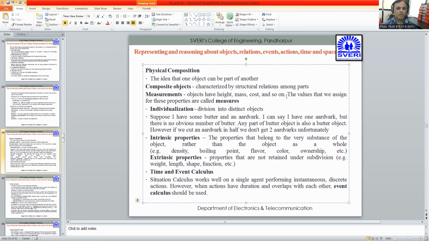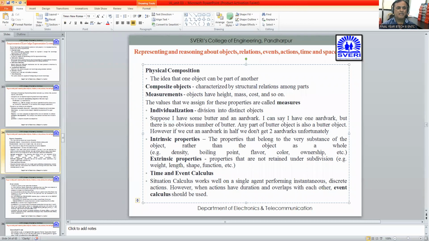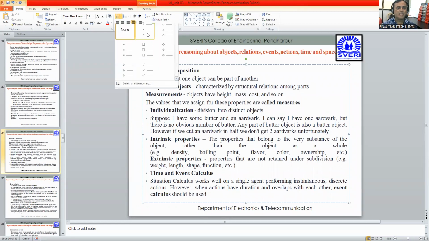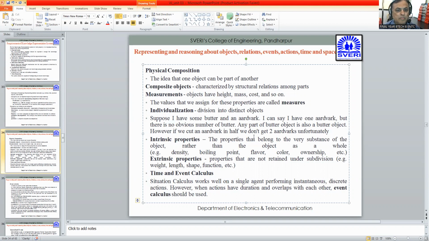Understanding this is very important. The values that are assigned to these objects are nothing but the measures. Then comes individualization. It is nothing but division into distinct objects. So there are some objects, and when we divide these objects into distinct objects, then we say that it is an individualization because it becomes an individual object. Now it is not part of that object because we have divided it into distinct objects.